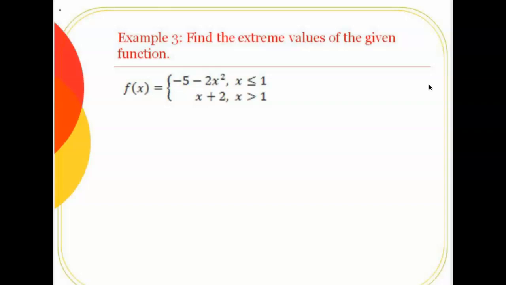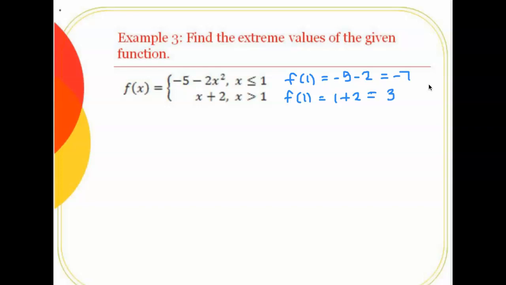Okay, find the extreme values of the given function. So what we'll notice here is we have a piecewise function. In order to be able to determine if it has extreme values, we need to determine if it is continuous and differentiable at x equals 1. So I'm going to find f of 1 for both the top and bottom equation. So what I'll notice is that this function is not continuous.